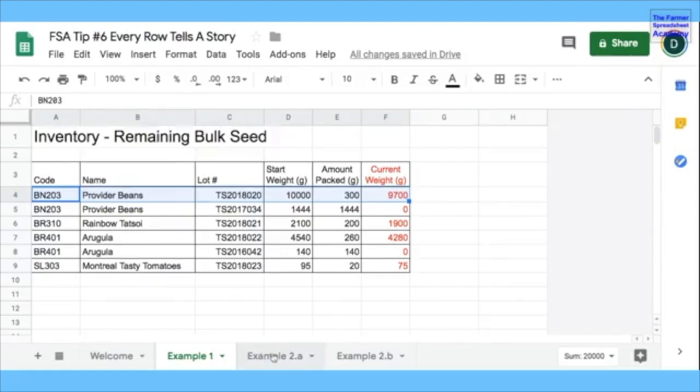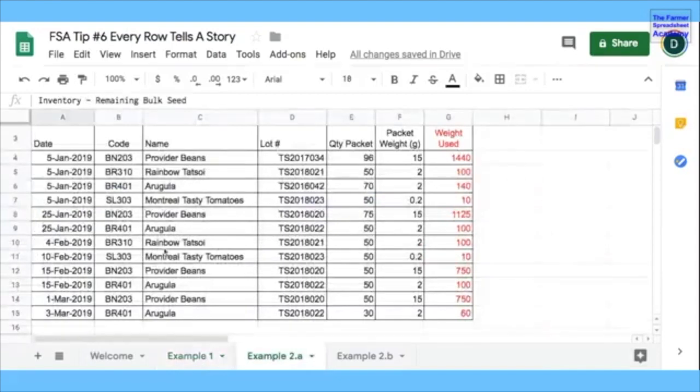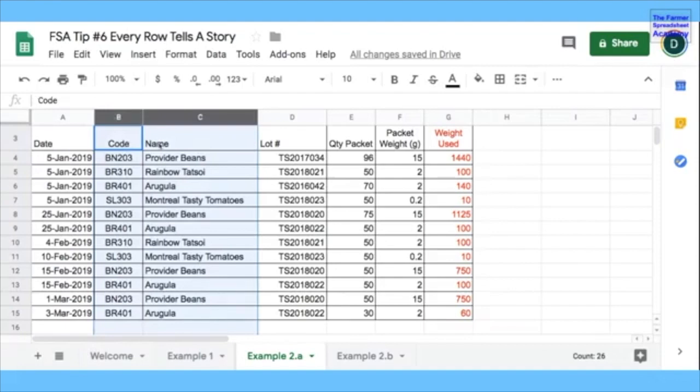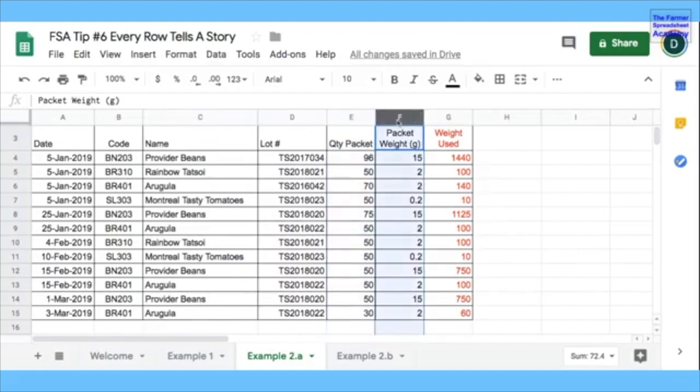So we'll go to the next tab. And on this tab, we have this. We've added a column for the date, so when this specific story is happening, when we're packing up the seed, and then what we're packing, again, the code and name, lot again. And then here is how many packets we're packing, what weight of each packet we're doing, and then the weight used on each packing day. And this is a formula of the quantity packed times the packet weight.